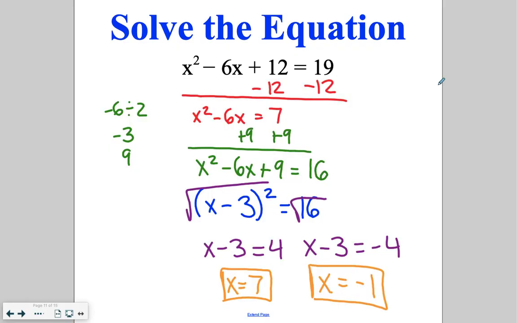So we start by subtracting the 12, cut that 6 in half, that's negative 3, squared is 9, add it to both sides is going to get you x minus 3 squared equals 16, square root, solve the equations, you get 7 and negative 1.